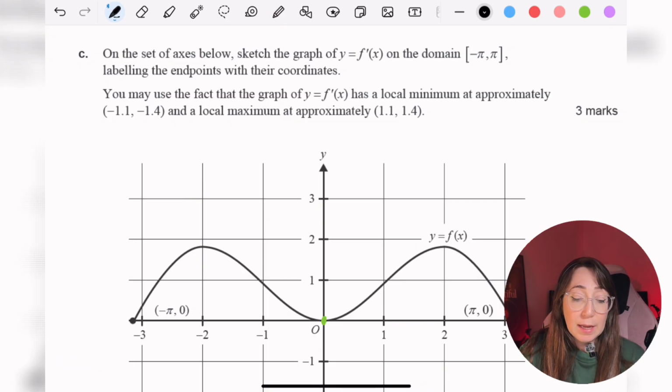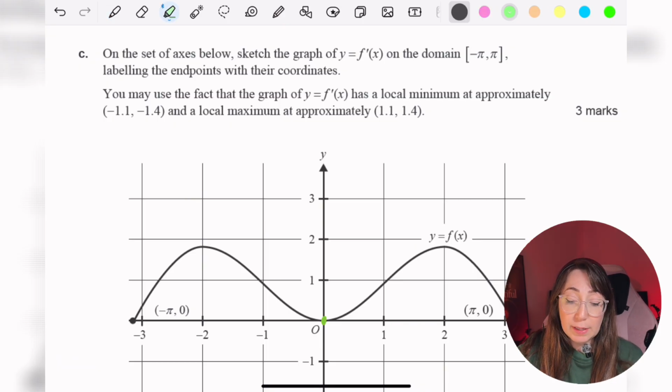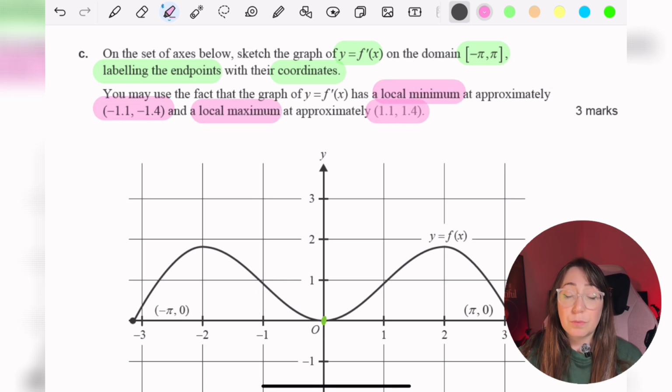Now in part C, it says on the set of axes below, sketch the graph of y equals f'(x) on the domain negative π to π inclusive, labeling the endpoints with coordinates. And it's very important to do that because that means there's a mark involved there. It says you can use the fact that y equals f'(x) has a local minimum at this coordinate and a local maximum at this coordinate. So that's really important information to include as well.